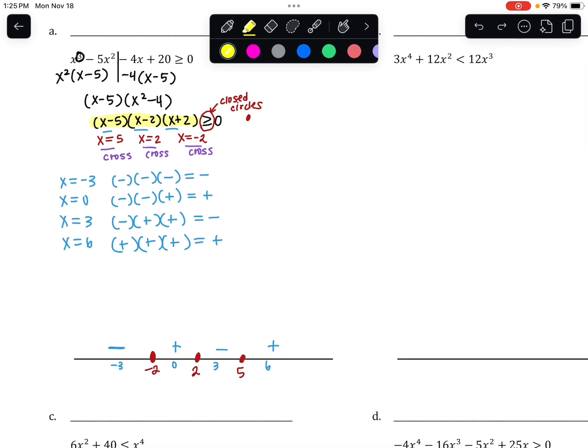For our solution set, we're looking for where it is greater than or equal to 0. And so we're looking for our plus signs.